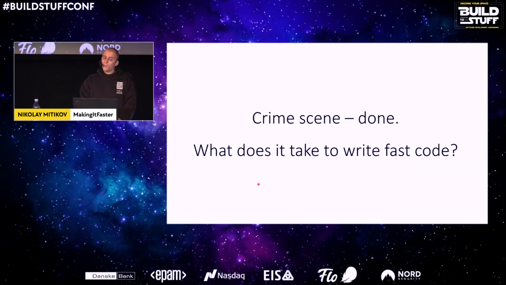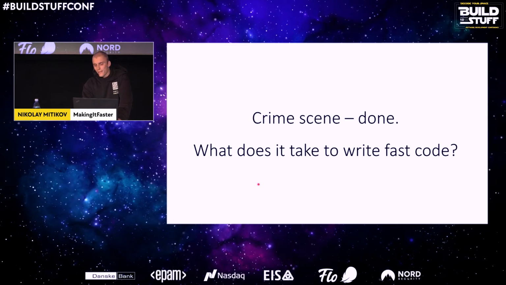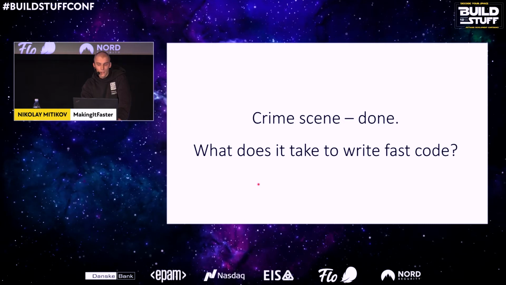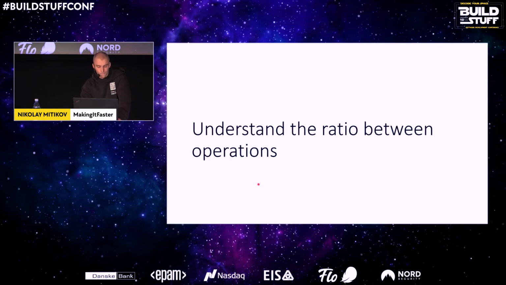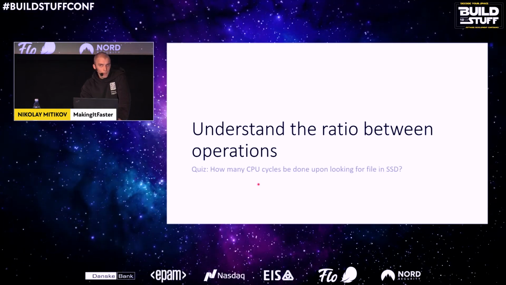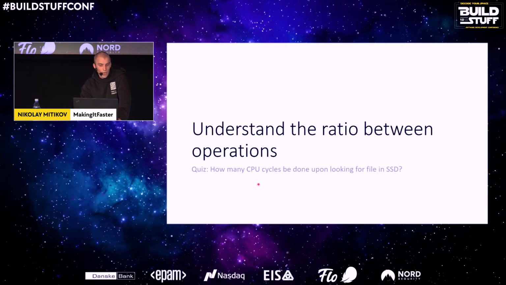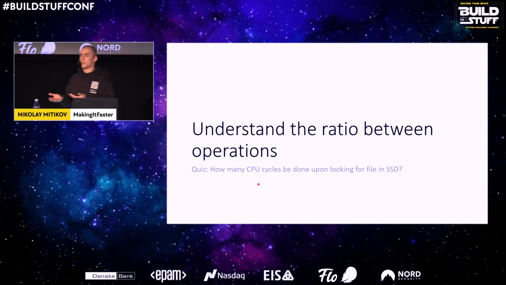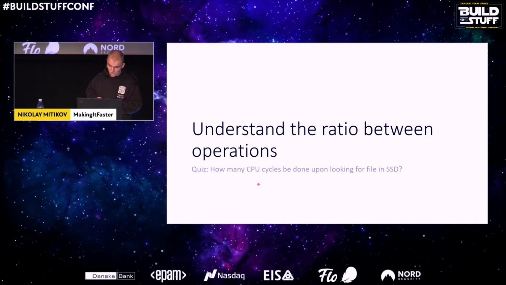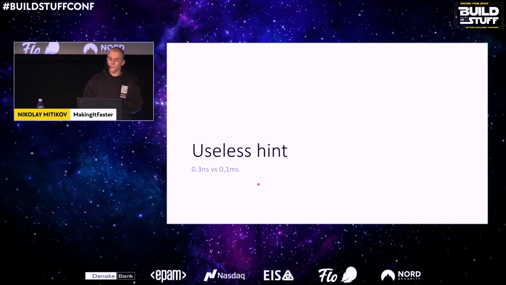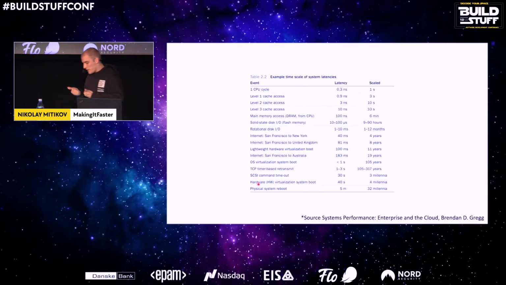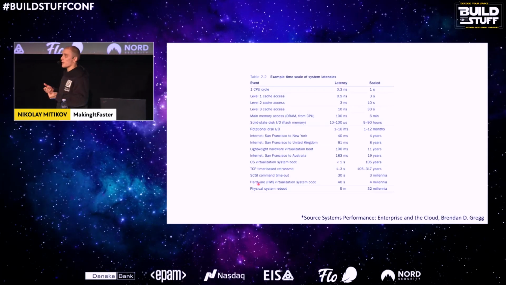The next part would be, what does it take to write fast code? We found the bottleneck, and how could we do better? Quiz. How many CPU cycles do you think can happen when you do a file request? I can give you a hint. It's useless, right? The problem is that people cannot scale the numbers they cannot understand.